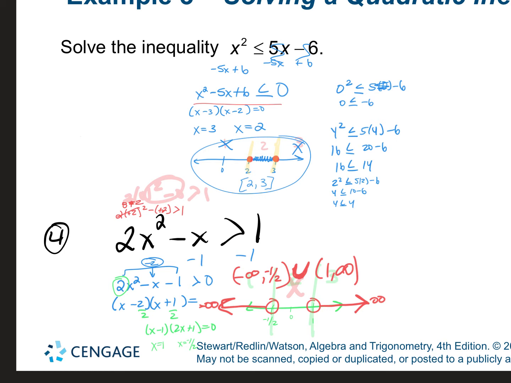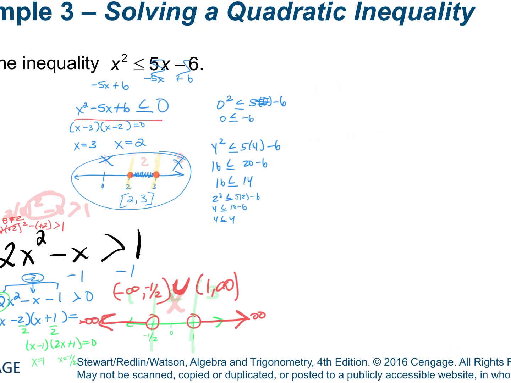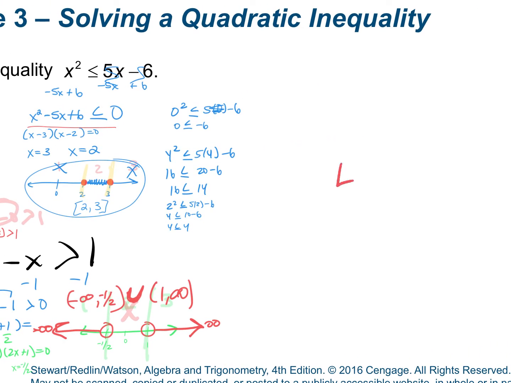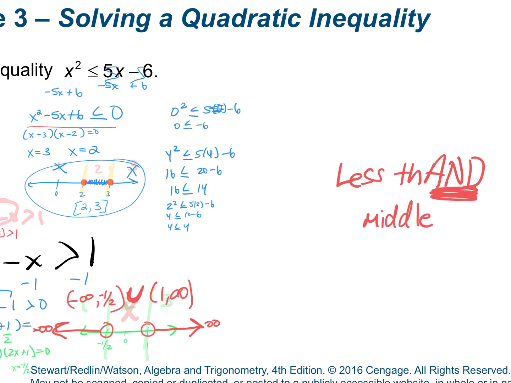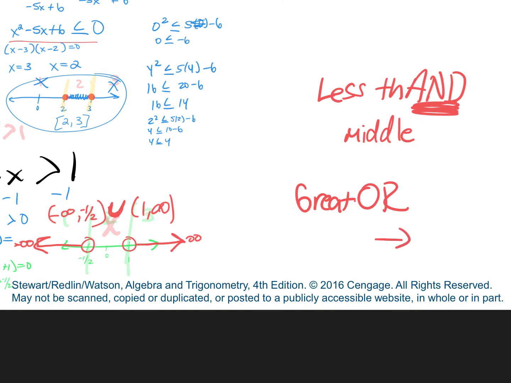Greater. Less than, you shade in the middle. Greater, you shade on the outside. So this is how I always say it. Less than means in the middle. Greater means outsides.